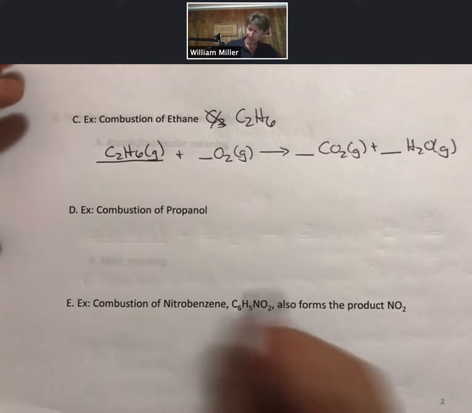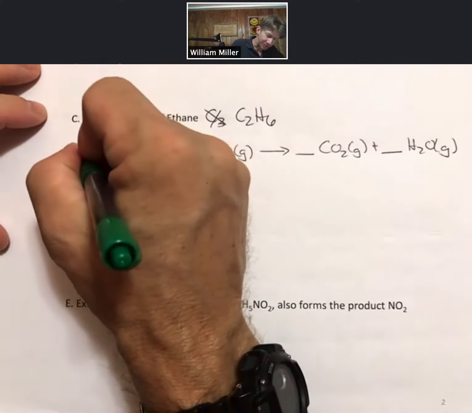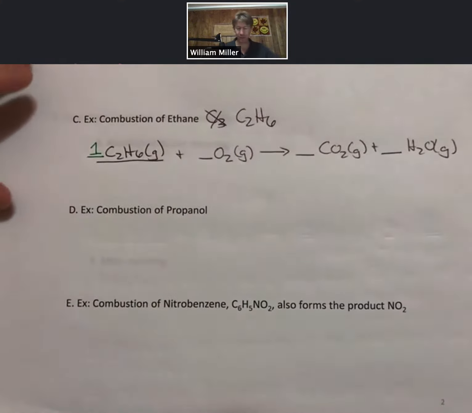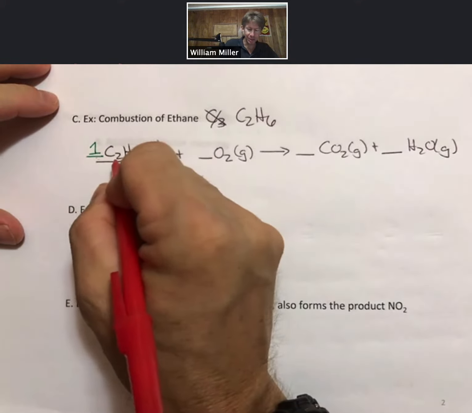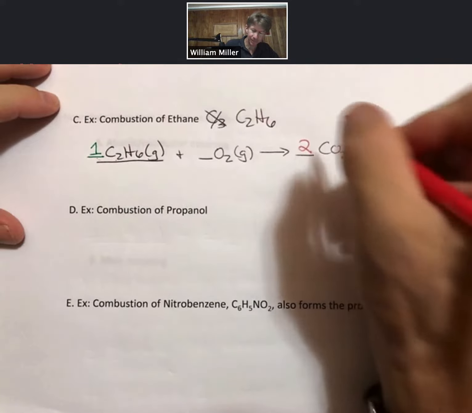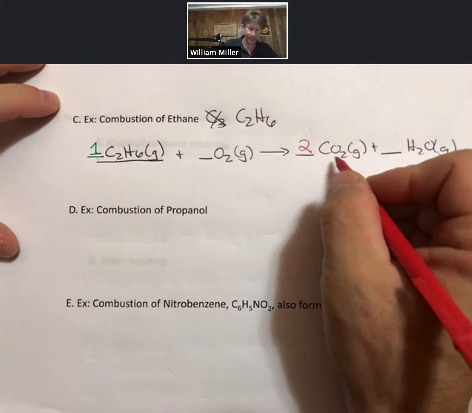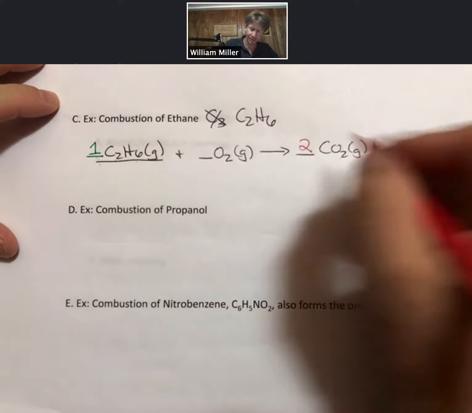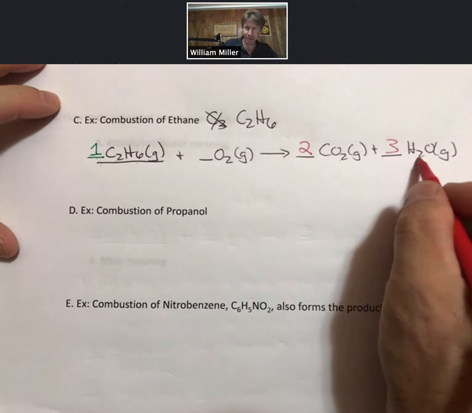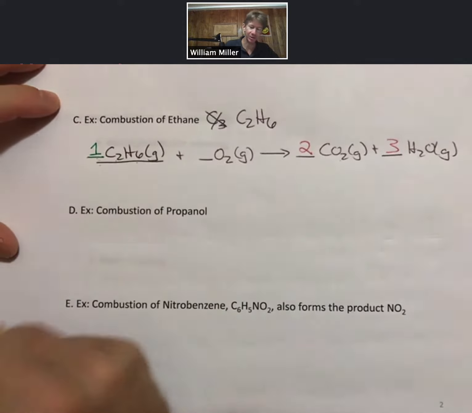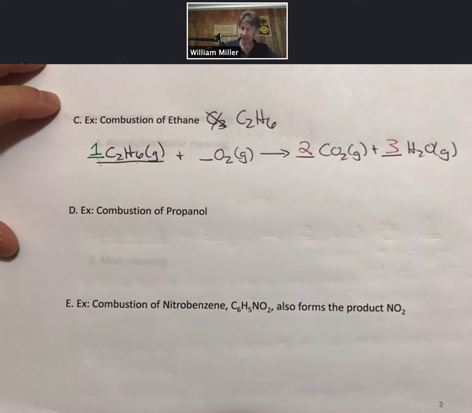My process: put a 1 in front of my most complex formula. Balance the carbons with a 2 in front of carbon dioxide. Balance the hydrogens with a 3. 3 times 2 is 6 hydrogens, and I have 6 hydrogens on the reactant side.